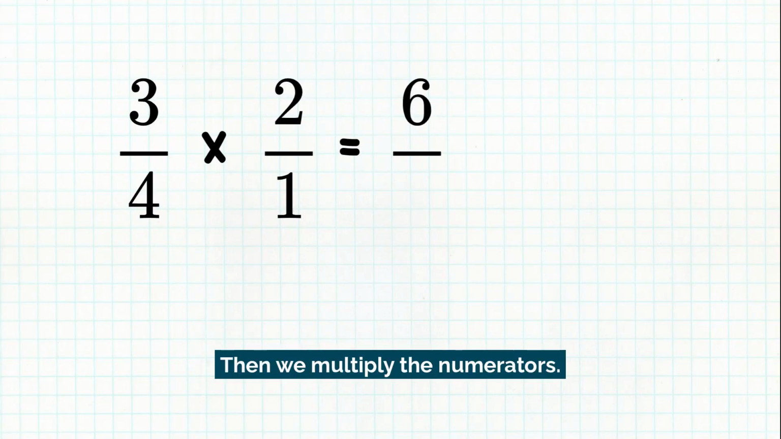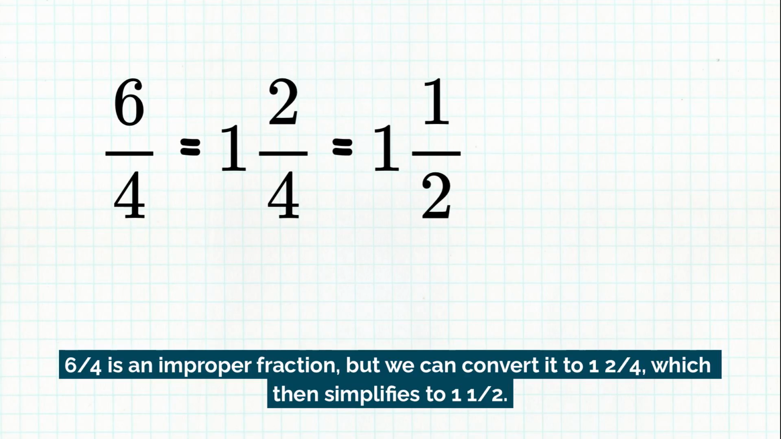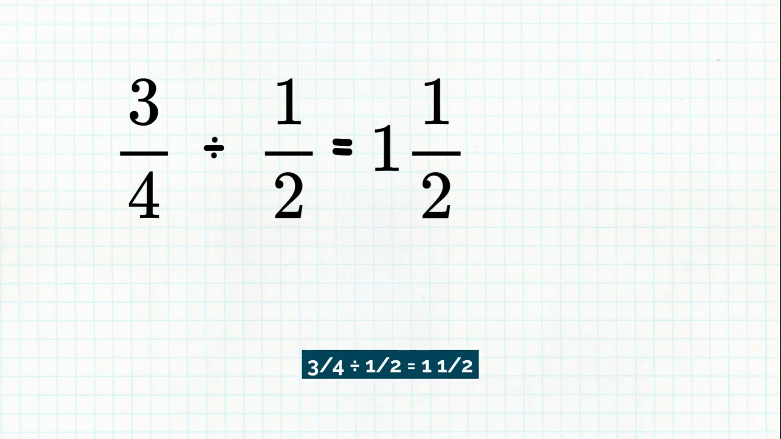Then we multiply the numerators. 3 times 2 is 6. And multiply the denominators. 4 times 1 is 4. 3/4 multiplied by 2/1 equals 6/4. 6/4 is an improper fraction, but we can convert it to 1 and 2/4, which then simplifies to 1 and 1/2. 3/4 divided by 1/2 equals 1 and 1/2.